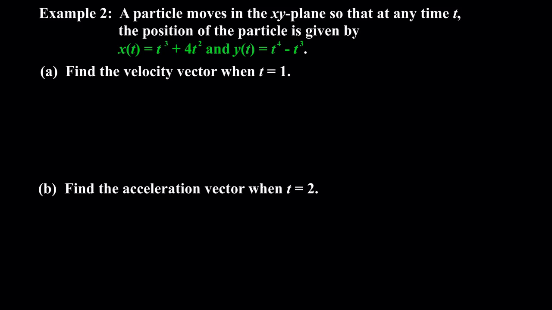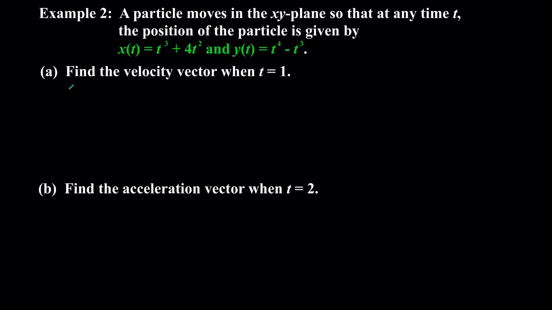All right, so let's take a look at this example. It says a particle moves in the xy plane so that at any time t, the position of the particle is given by x of t is equal to t cubed plus 4t squared, and y of t is equal to t to the fourth minus t cubed. So part A is asking us to find the velocity vector when t is equal to 1.